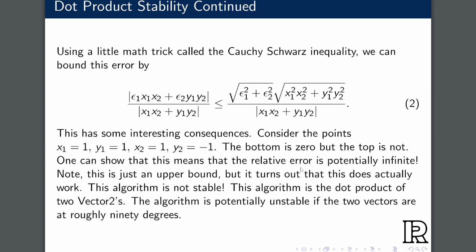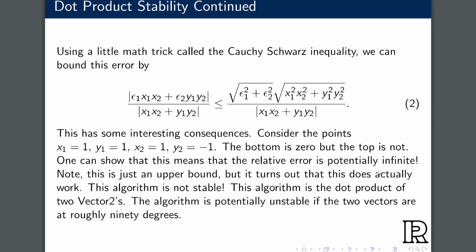Now, this is kind of true in a theoretical sense that it's potentially infinite. The relative error can be infinite, but the absolute error can't. It's one of these weird things where the absolute error can never be infinite, but the relative error can, because you're dividing by 0, basically. And so yes, this algorithm is not stable. The relative error can just balloon out of proportion.